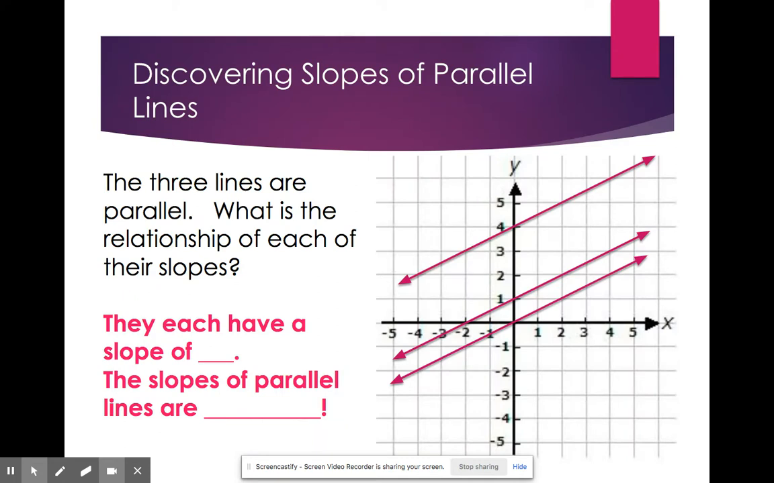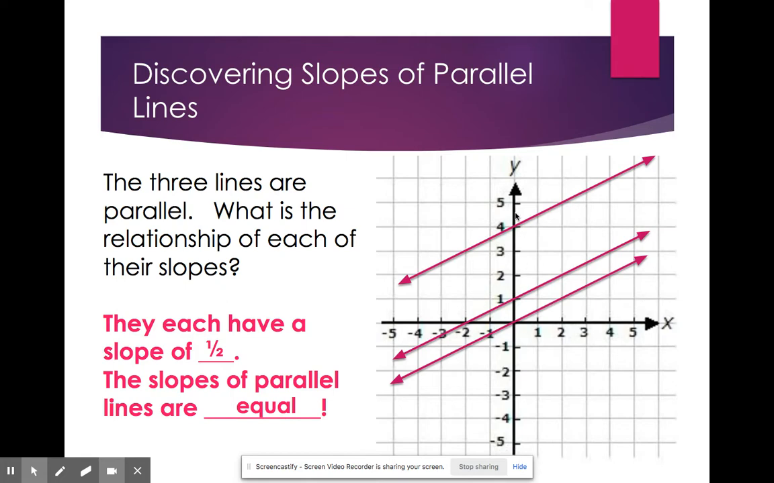So first, let's think about how we can discover the slopes of parallel lines. The three lines on this graph are parallel. What is the relationship of each of their slopes? Looking at rise over run, they each have a slope of up 1 over 2, so the slope is 1/2. The slopes of parallel lines are equal, right? Lines that are parallel have equal slopes.